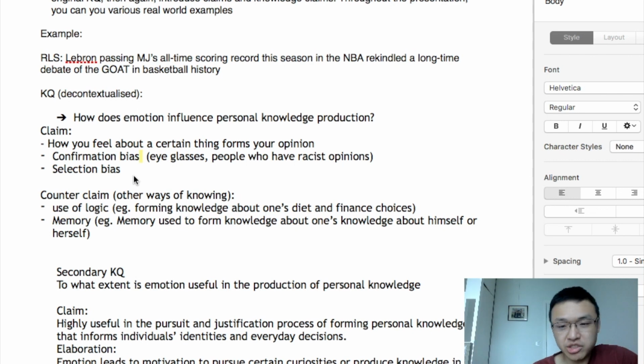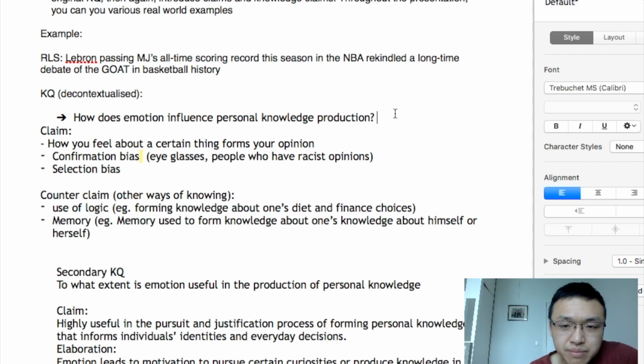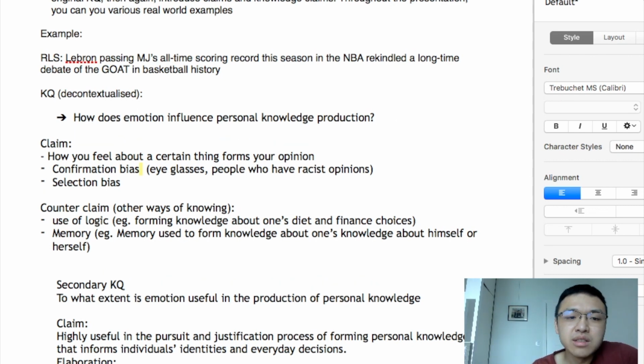So the knowledge question that we can come up with is: how does emotion influence personal knowledge production? Because as we can see from the real-life situation, it has become a lot of people's personal knowledge that LeBron is the greatest of all time. And we know that a lot of emotions are at stake when it comes to these sorts of debates and when individuals form their opinion. But how does emotion really influence this personal knowledge production? Well, the positive claim is that how you feel about a certain thing forms your opinion.